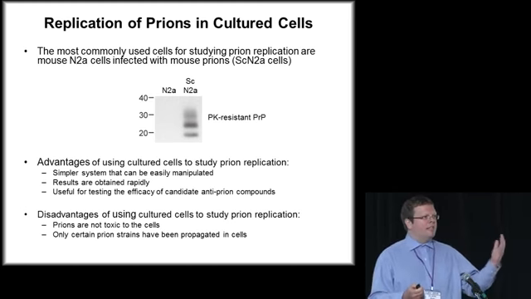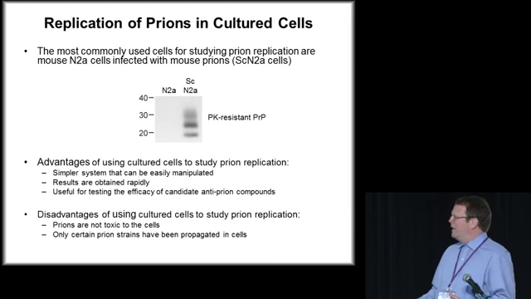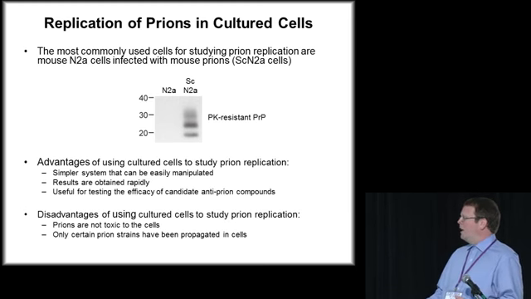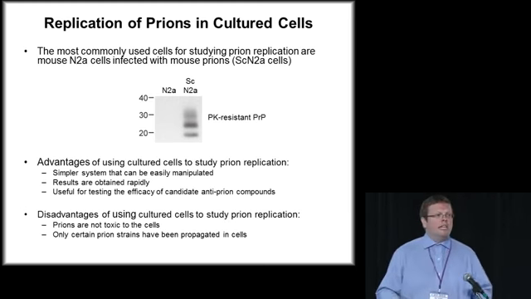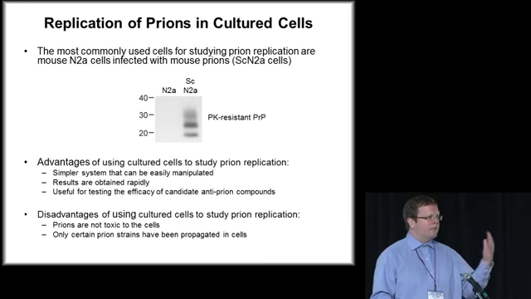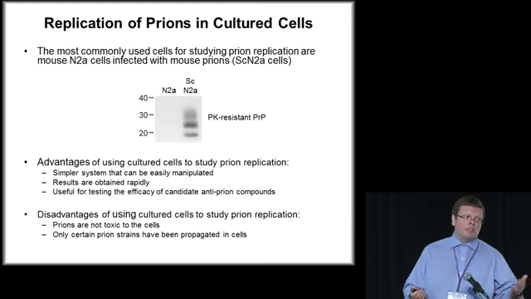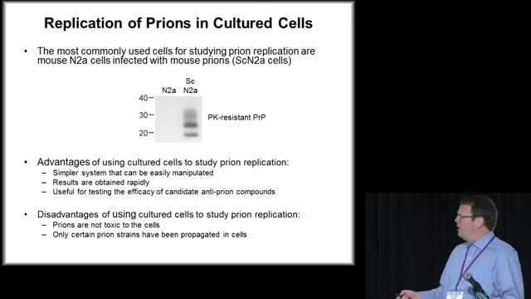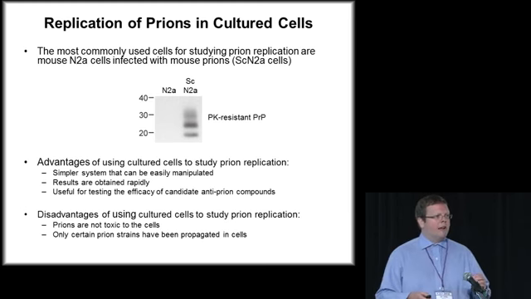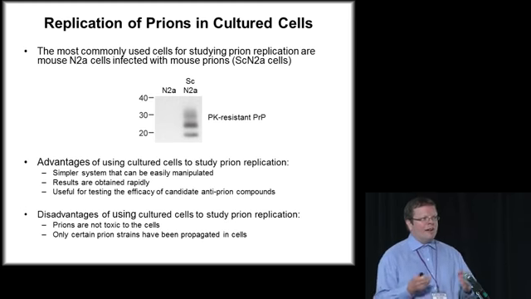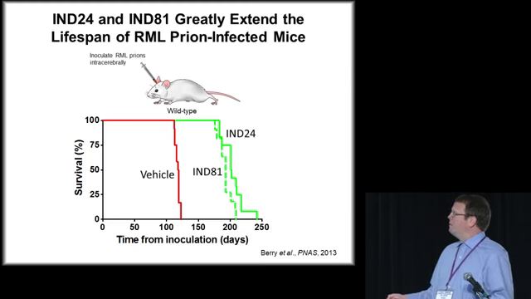Cells obviously are not perfect. They're not the best model for every situation. One thing is that in the brain, when prions accumulate to a sufficient level, they're toxic and cause the animal to die. That doesn't happen in cells, so there's a bit of a discord there. And secondly, and most importantly, and this is what I'm going to focus on, only certain prion strains have ever been propagated in cells, so not everything can be transported into the cultured cell system.